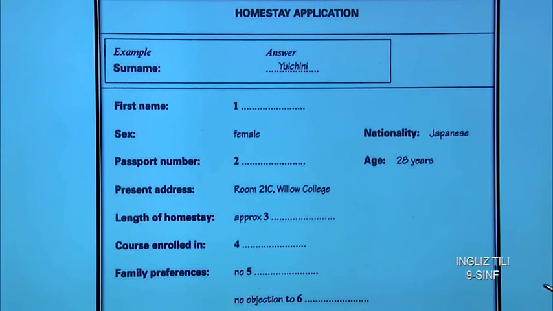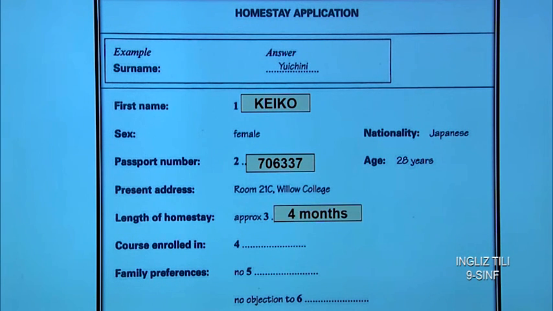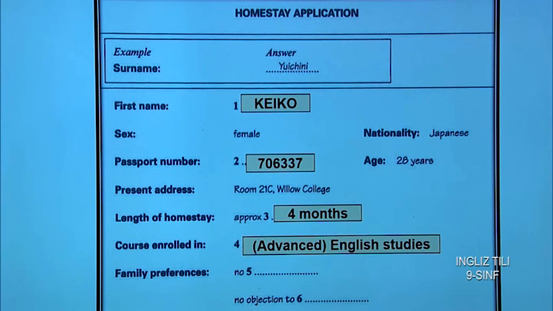Okay, dear pupils, I hope you have finished and now it's time for checking. Are you ready? Shall we check? Okay, dear pupils, let's check your answers. First one, it is Keiko. Second one is J06337. Third one, 4 months. Fourth, Advanced English Studies. Fifth one, children. Sixth, pets.